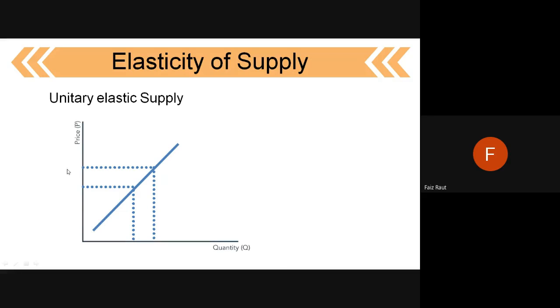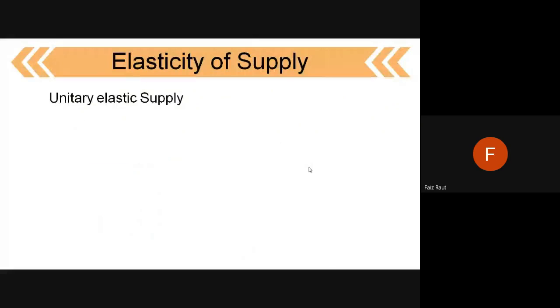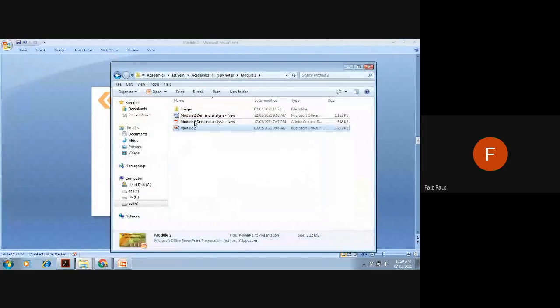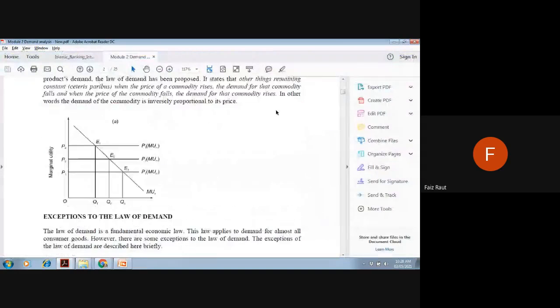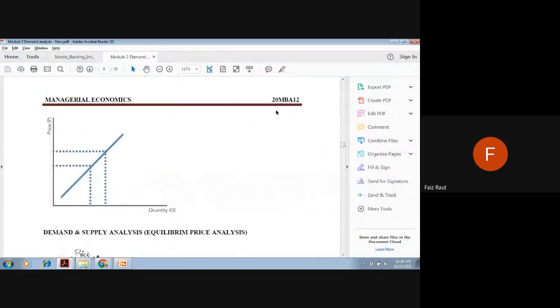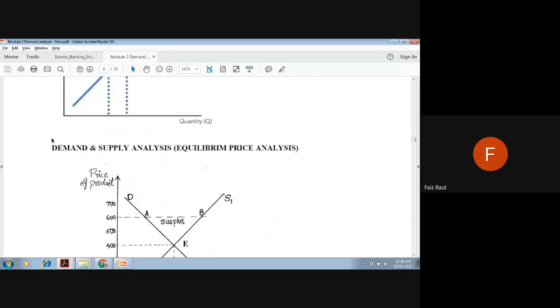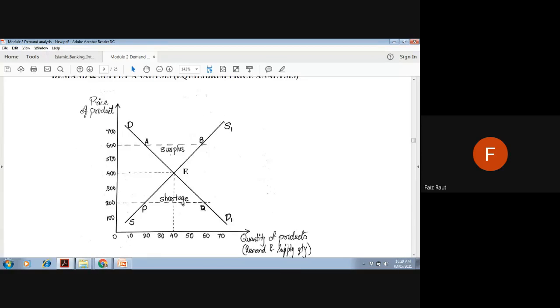So one unit change in price is causing a one unit change in supply. So that's it: elasticity of demand, elasticity of supply. If I try to combine this, demand and supply analysis, equilibrium price analysis, it is not that important, but you can have a look. It is not that difficult either.